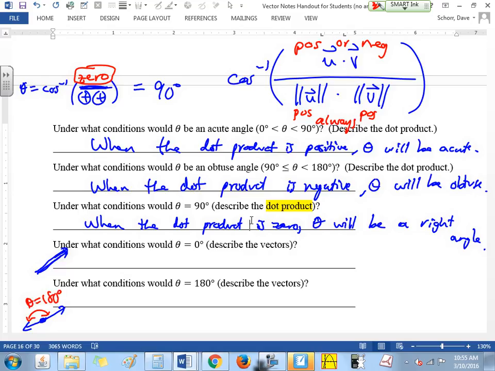Right? Okay, so this time it says describe the vectors. What do you notice about the two vectors in my first diagram? They're pointing what? In the same direction. Correct. So this is a little different. This is if theta equals 0 degrees, it means the vectors point the same direction.